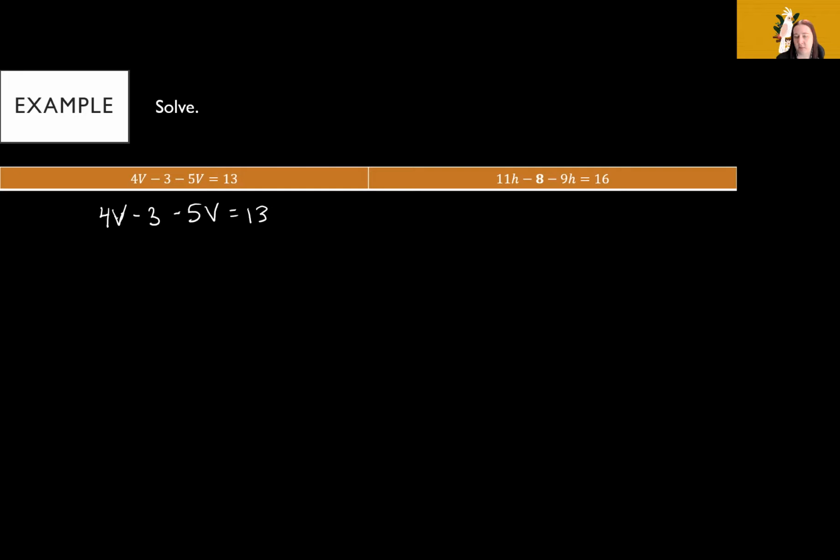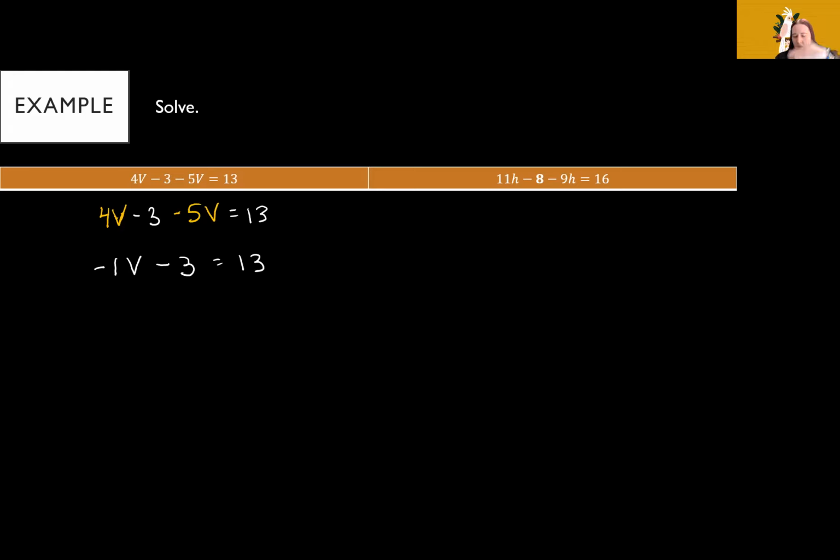So our first step is to simplify both sides. And so on the left side, we have 3 terms, and we can combine our like terms because we have a 4v right here and a minus 5v. So I can combine those like terms. So I'm going to simplify, do that first. So 4 minus 5 is a -1. So I get -1v. Then I have my minus 3 equals 13. So I had to simplify and combine like terms on the left before I do anything on both sides.